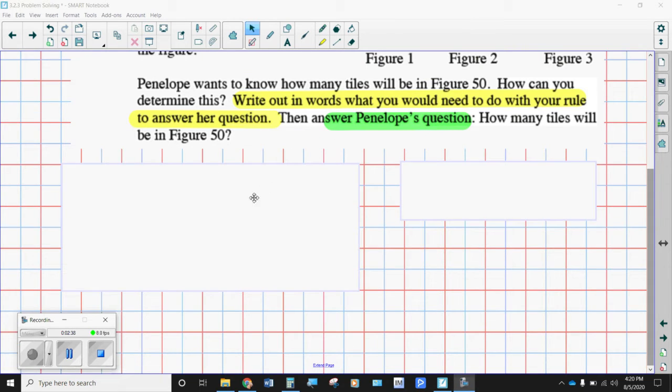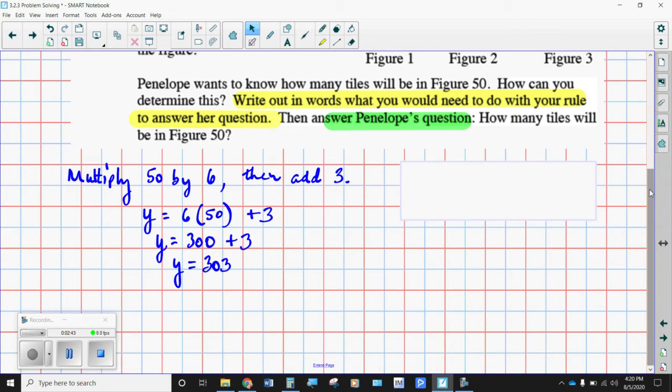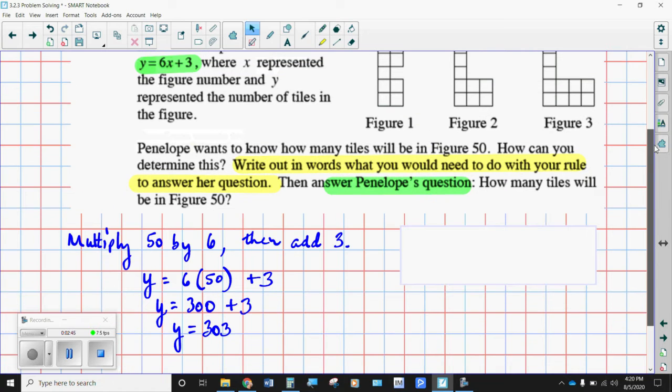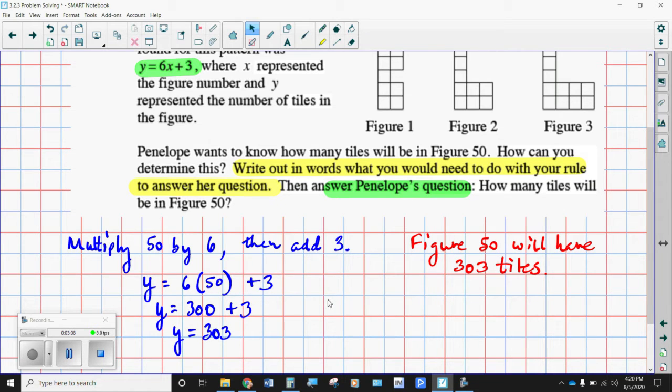Okay, so in words, what is happening here? First thing you would do is multiply the 50 times the 6, right? Because that's the rule. We take whatever your figure number is, multiply times 6, and then add 3. So if we show this process, we would plug in the 50 where the x goes and then work through the order of operations to simplify this expression. 6 times 50 is 300, and 300 plus 3 is 303. So we would declare the answer that there would be 303 tiles in figure 50, or figure 50 will have 303 tiles.